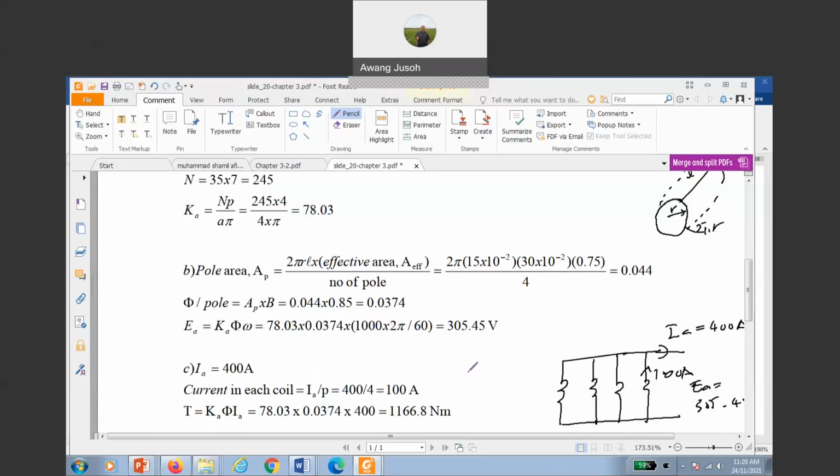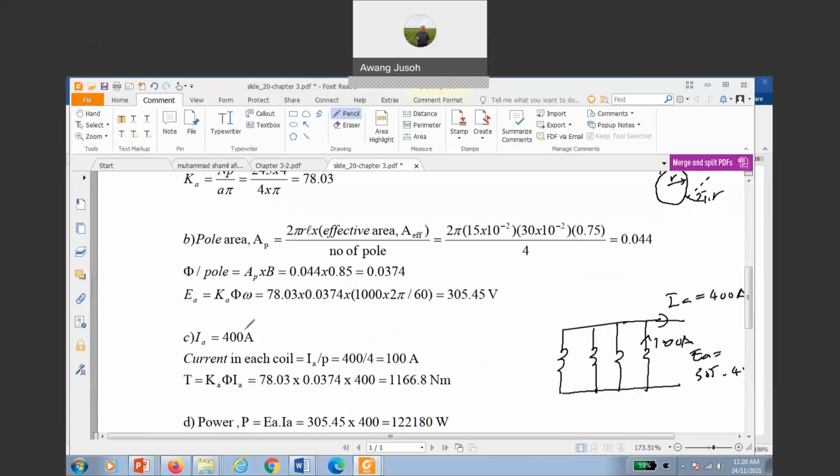For C, they give us the total current equal to 400 ampere. We know that this machine has 4 parallel paths, and the armature current Ia equals 400 ampere. Then definitely we can find the current in each coil. So 400 divided by 4, you get 100. So 100 ampere is the coil current.